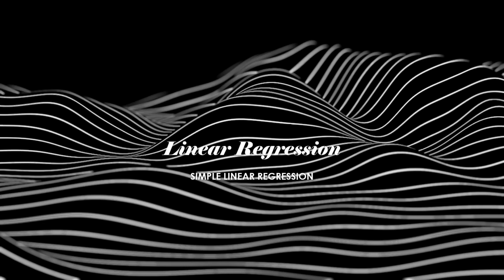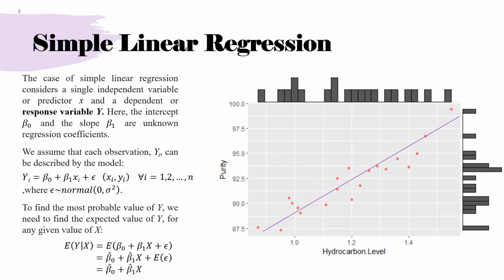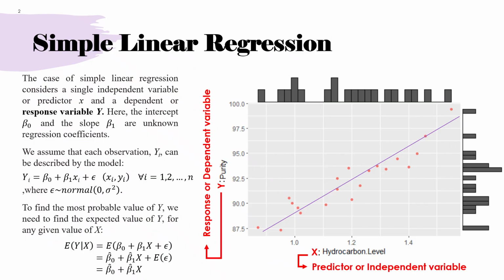Today, we will explore simple linear regression by learning how the intercept and slope are estimated using the least squares method and by demonstrating how to compute and interpret these results in Python. In simple linear regression, we study the relationship between one independent variable, also called a predictor, and one dependent variable, also called a response. We usually denote the predictor by x and the response by y.